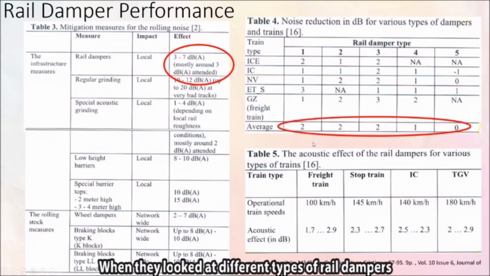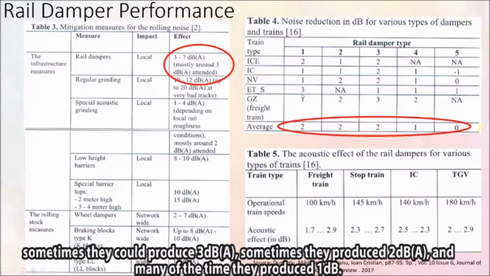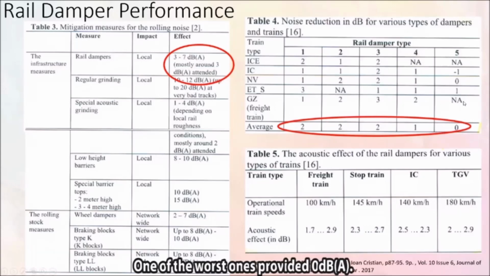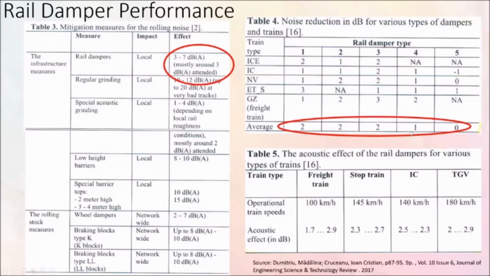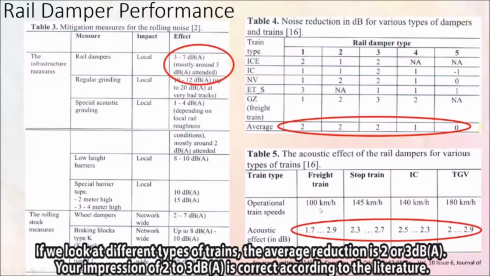If we look at the different types of wheel damper, types 1, 2, 3, 4, 5, sometimes they can produce 3 dB, sometimes 2 dB, and many times 1 dB. One of the worst provides 0 dB. So the average of the different types is 2 or 1. If we look at different types of train, it is around 2 or 3 dB. So your impression of 2 or 3 dB is correct according to the literature.